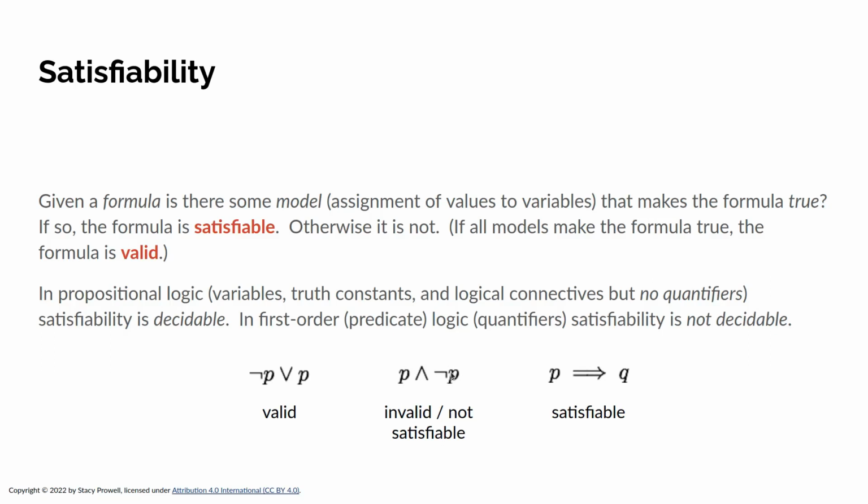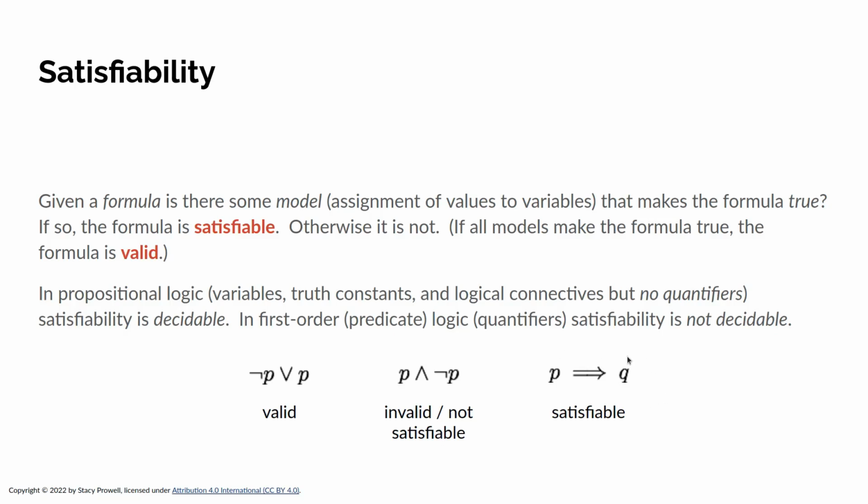And of course, there's the in-between. Over here, I have P implies Q, and I know that this is satisfied by any model that assigns false to P or true to Q, right? Any of those would work. I have two variables in here. I can assign true or false to either one, so I have 4 possibilities, and 3 of those are going to make this thing true. 1 of them will not. So this is in fact satisfiable.